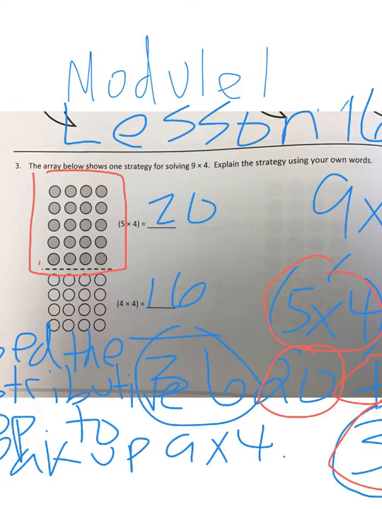And as you can see here, the array is also distributed, or broken up, into 5 times 4 and 4 times 4. So those are the two pieces of the array as well.